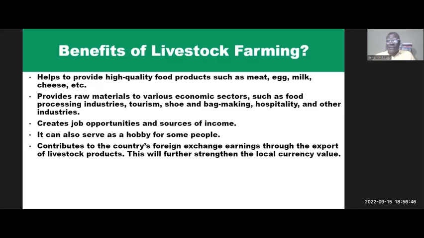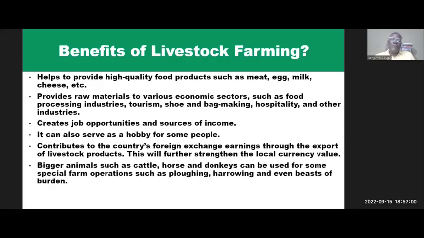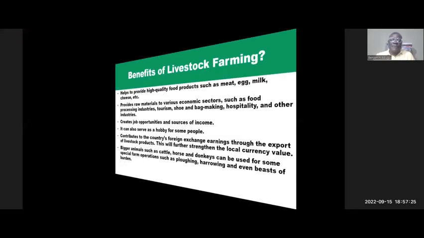And then livestock farming contributes to the country's foreign exchange earnings through the export of livestock products. And this will further strengthen the local currency value, okay? In addition to all these, bigger animals such as cattle, horse, and donkeys can be used for some special farm operations, such as plowing, harrowing, and even as beasts of burden, even for transportation, and so on and so forth. These are few of the benefits of livestock farming.